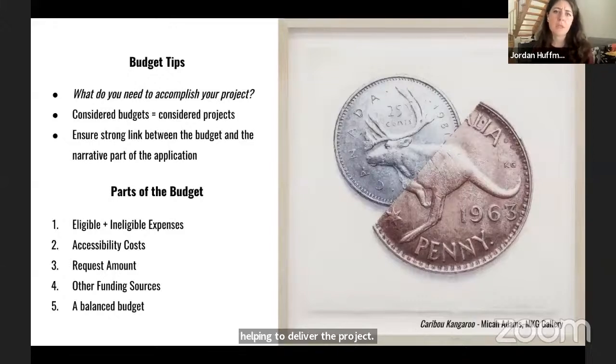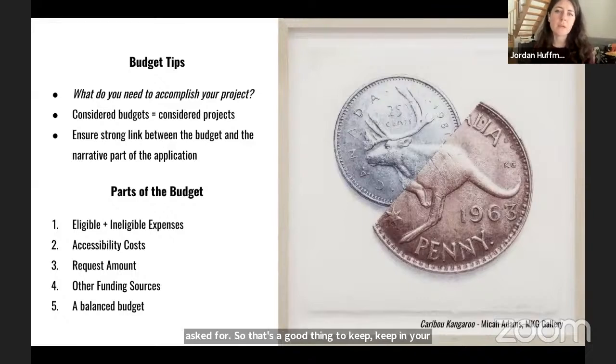Your request amount. Consider how much the maximum ask of the particular grant you're writing is and weigh it against how much it will cost to deliver your project. Often funders will not approve the total amount you ask for, so that's a good thing to keep in mind as you're putting together your request amount.